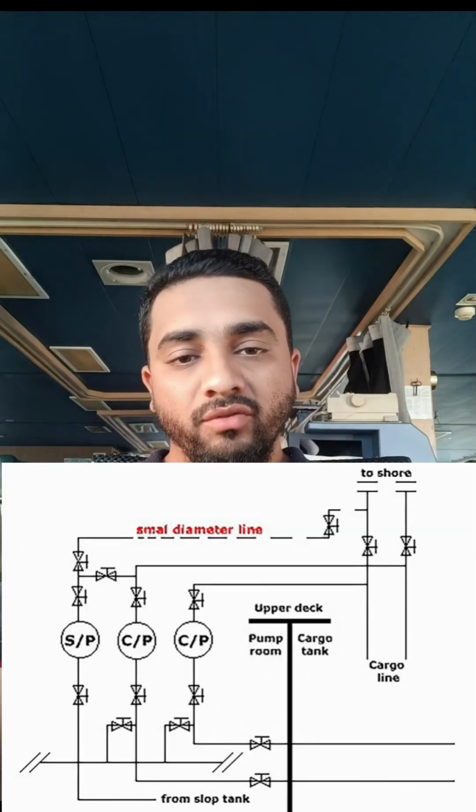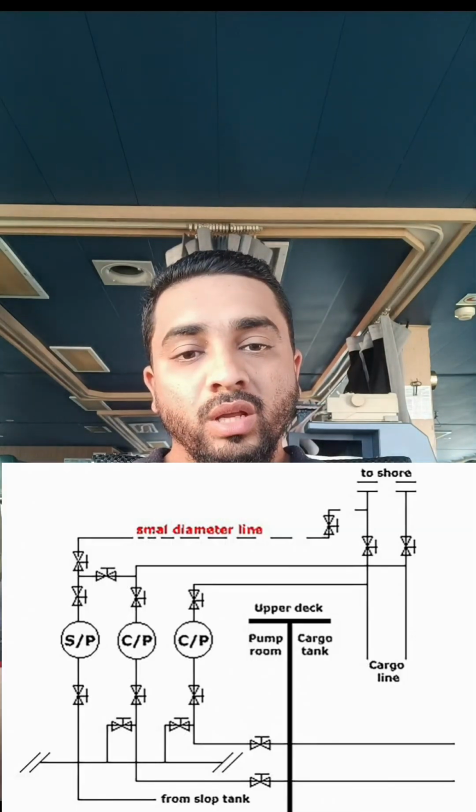The connection of this Marpol line is given in such a way that it is connected at the outer side of the manifold valve. So after completion of discharge, we close the manifold valve, and with the help of a stripper pump, we discharge the remaining drain oil to the shore facility with the help of this Marpol line, on crude oil tankers.